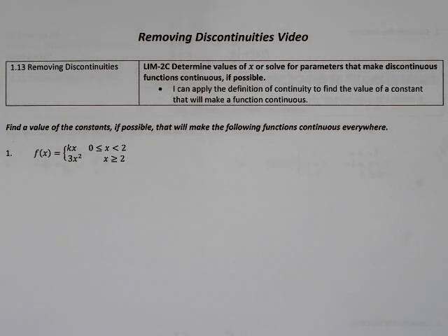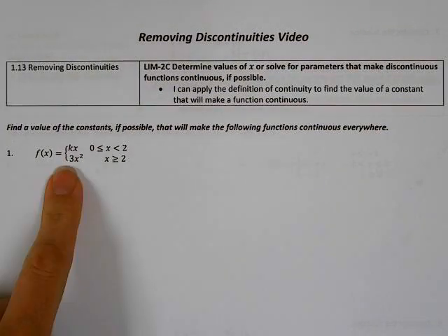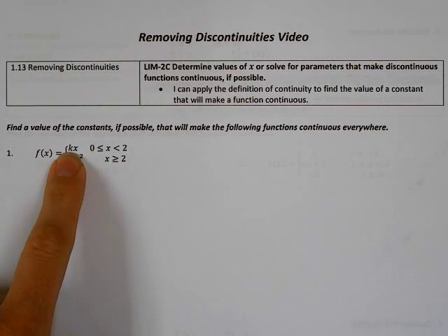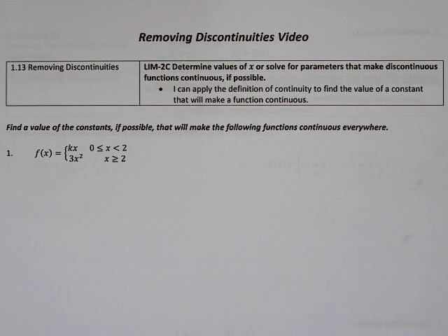Hi everyone. Today we're going to talk about how we remove discontinuities from a function. And so really the big idea with these problems is you're going to notice that you'll be given the definition of a piecewise function, but there'll be some unknown constant. And our job is to find the value of the constant that will make the function continuous everywhere. So we're going to go through probably about 3 examples in this video just to make sure we've got the idea down. So here's what we want to do.